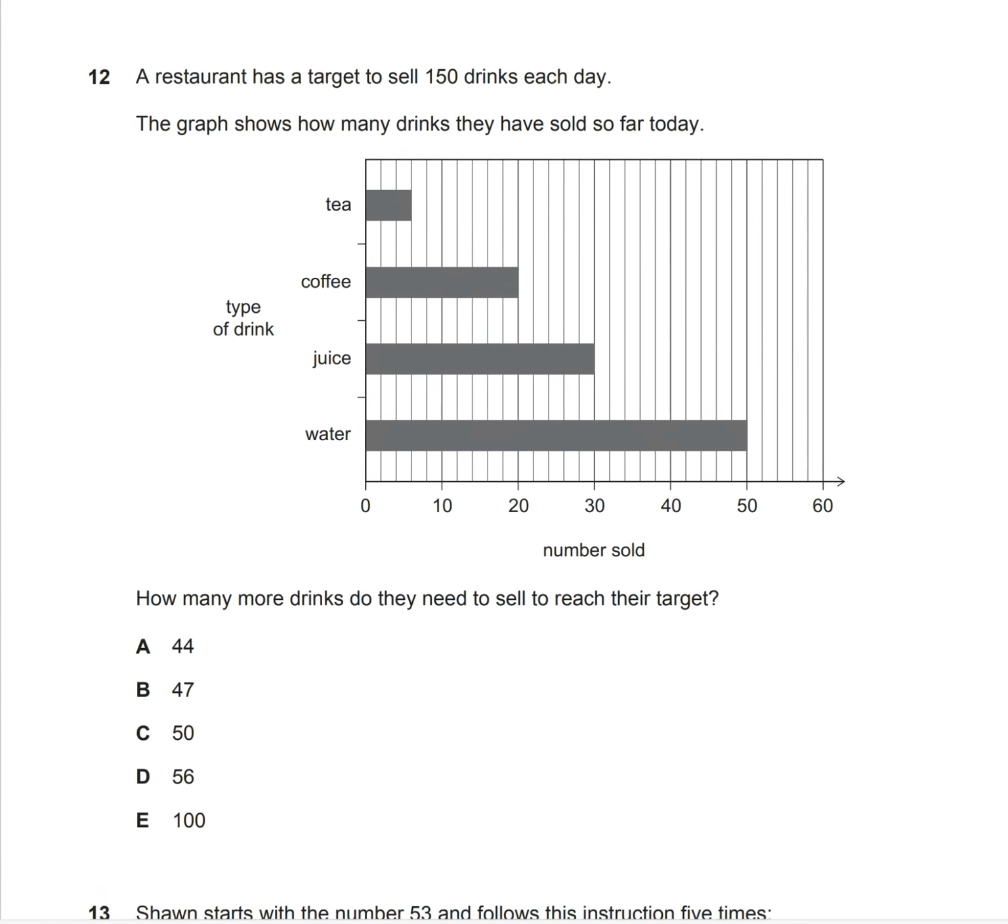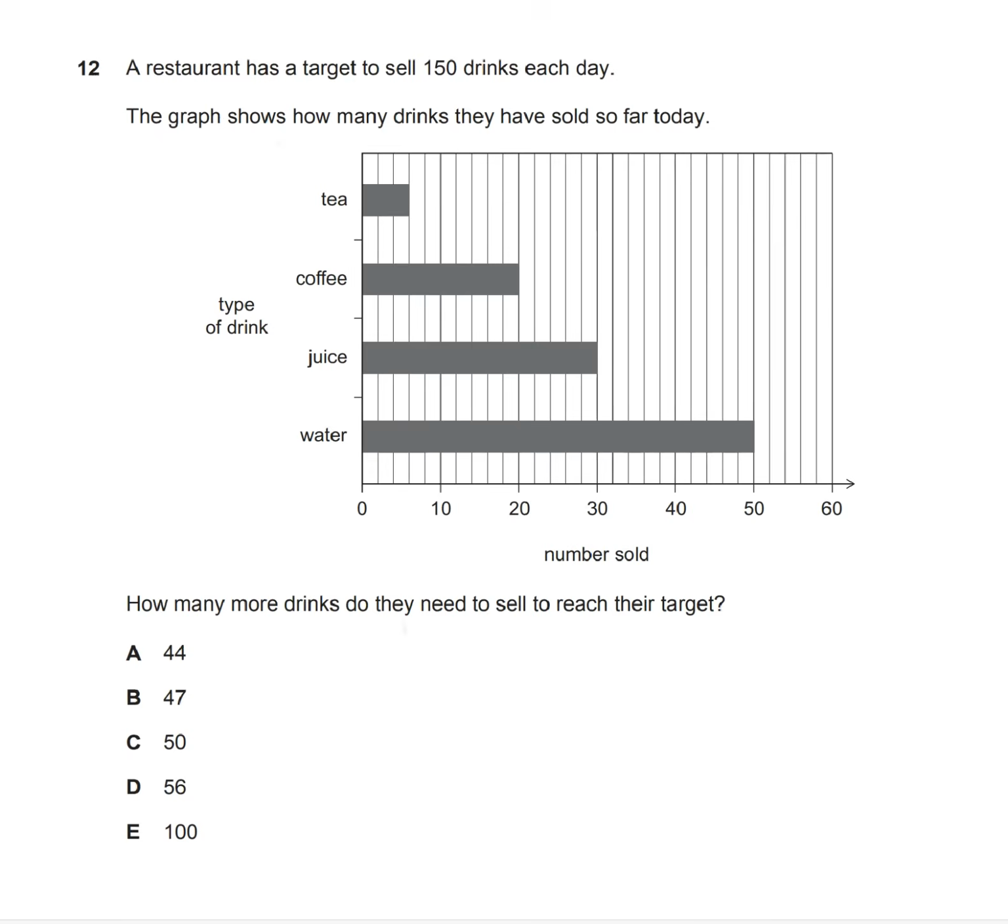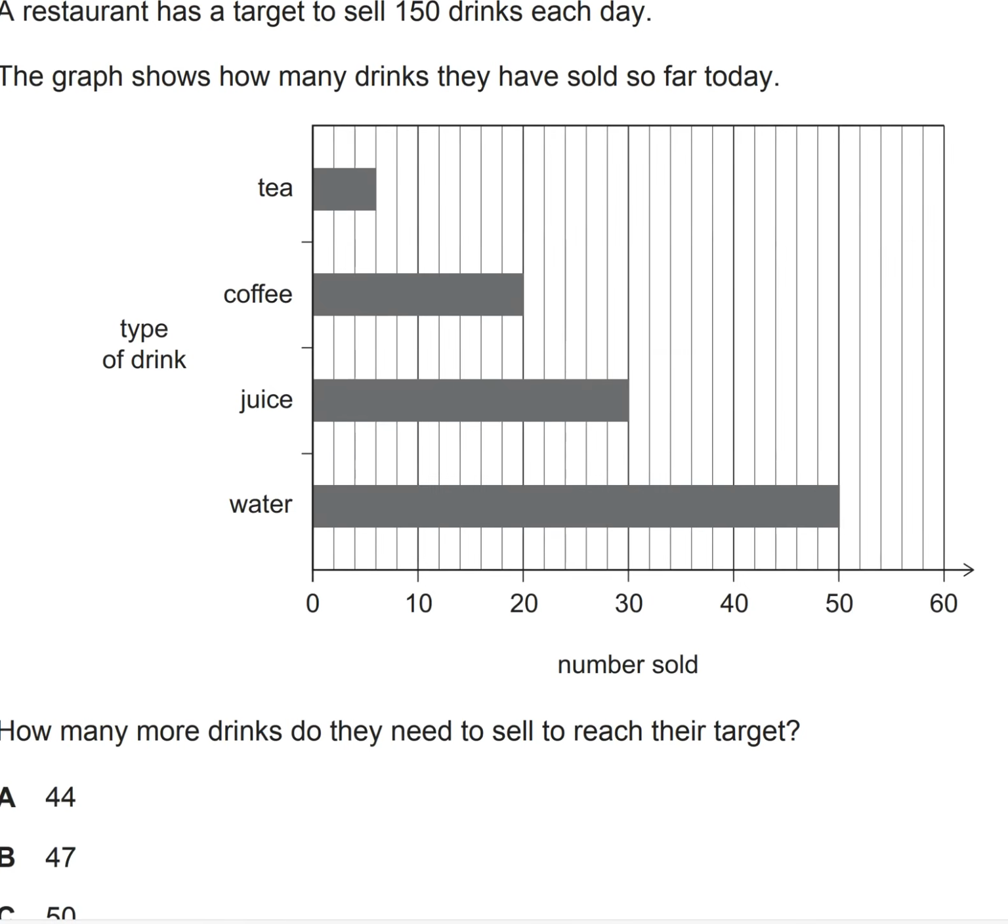A restaurant has a target to sell 150 drinks each day. The graph shows how many drinks they have sold so far today. How many more drinks do they need to sell to reach their target? Okay, so let's actually count these by zooming in here. Have a look here. Between 0 and 10, there are 1, 2, 3, 4, 5 blocks.